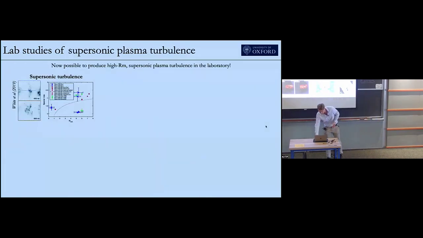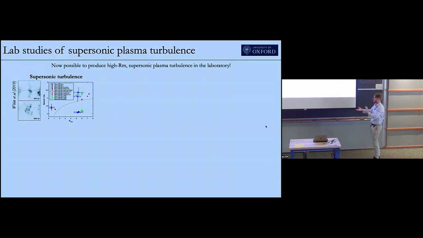What else can we do? We can actually now do lab studies of supersonic plasma turbulence as well as subsonic. All of those previous experiments had Mach numbers between maybe 0.2 and 0.5, but we can now actually access Mach numbers greater than unity. This was based on initial experiments done by Tom White on the Vulcan laser. So again, it's the same principle. You're colliding flows together, but you're changing the materials in order to access the supersonic regime and changing the pulse shape of the lasers to create faster velocities.